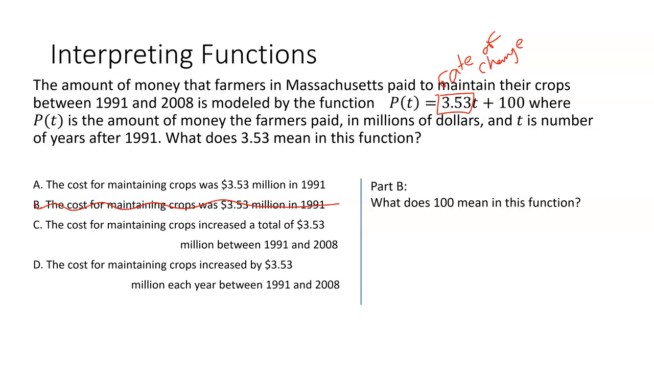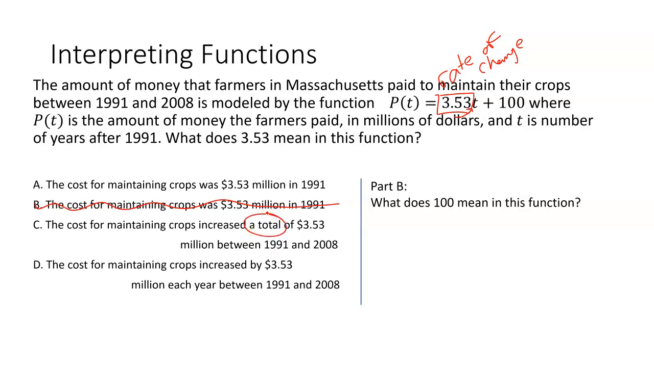Does that represent change? Not from year to year. It represents change over the whole time frame, but not from year to year. And remember, our slope is going to be from year to year, from whatever increment as we go through. So probably not going to be C because of that total.